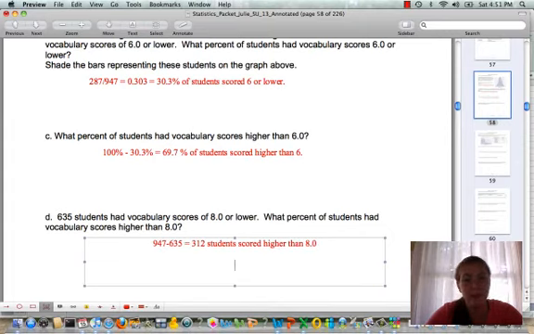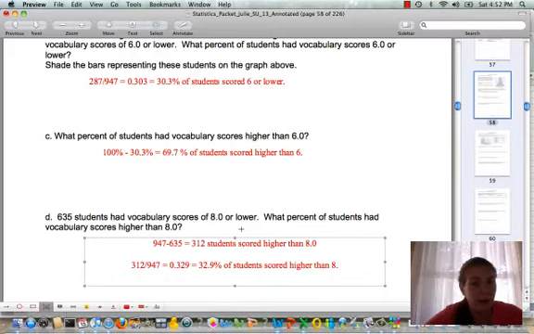Now to figure out the percent, I can say 312 divided by the 947 total students, and I get 0.329 if I go to 3 decimal places. And as a percent, that's 32.9% of students scored higher than 8. And there are other ways you could do this. You could have figured out the percent who scored lower than 8 and then used our same method that we used in part C of subtracting from 100%. Whichever way you went, you should have ended up at our same answer.